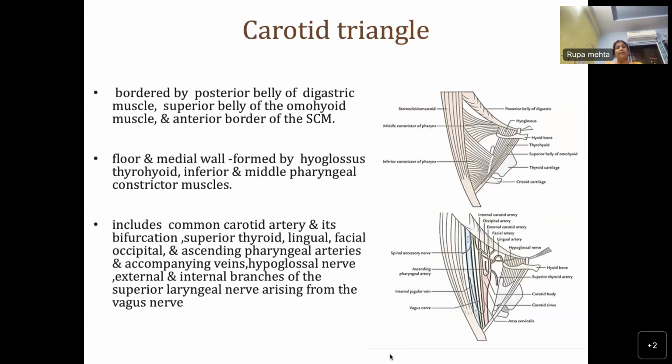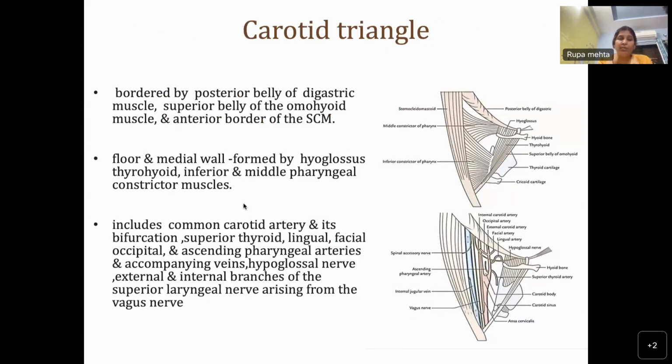Now, the carotid triangle is bordered by the posterior belly of digastric, the superior belly of omohyoid, and the anterior border of SCM. So see, this is your posterior belly of digastric, then this is the superior belly of omohyoid, and sternocleidomastoid. The floor and medial wall are formed by hyoglossus, thyrohyoid, and the inferior and middle pharyngeal constrictor muscles.